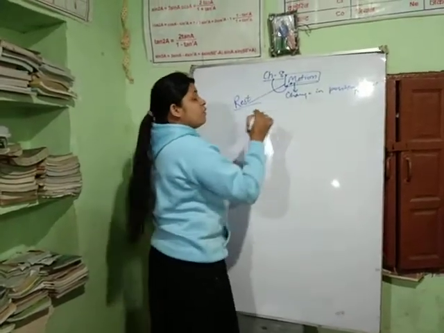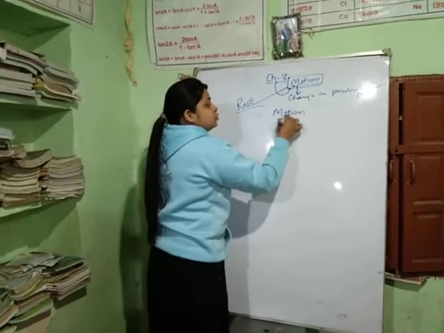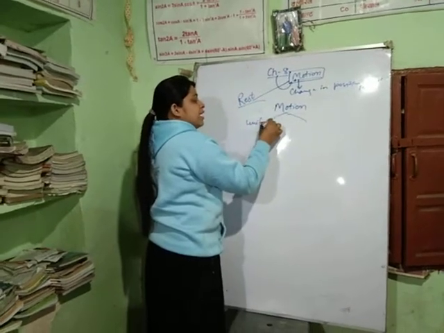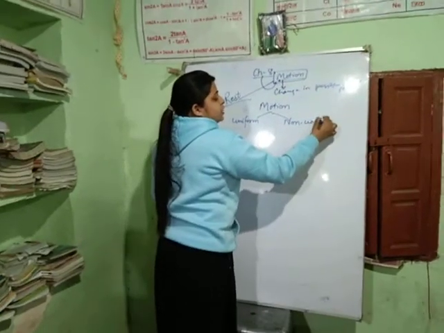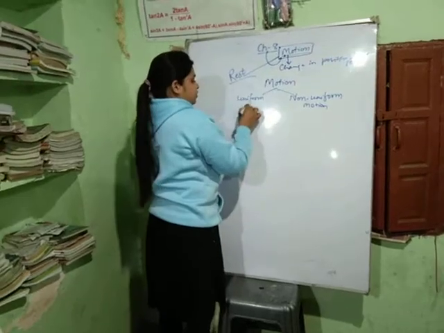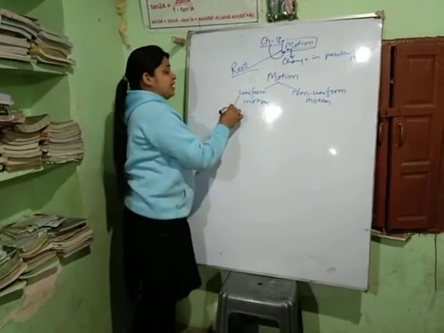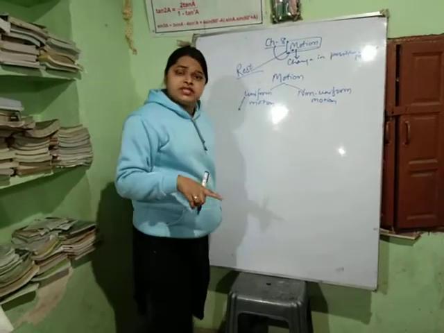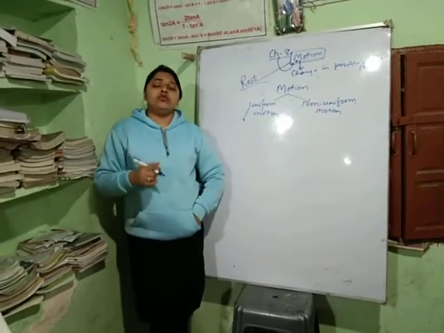Now today we will also discuss the types of motion. There are two types of motion. First is uniform motion and second is non-uniform motion. What is uniform motion? Uniform motion means when an object travels equal distance in equal intervals of time, then we can say that the object is in uniform motion.